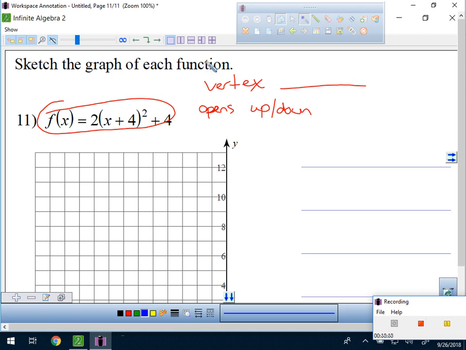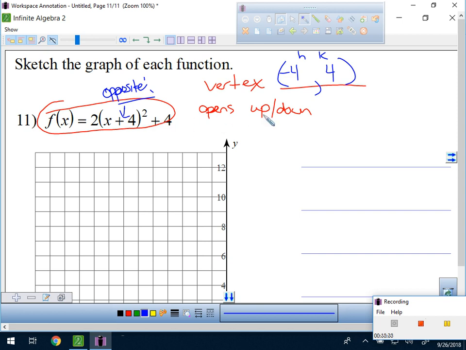So the first thing we're going to do is talk about the vertex. Remember, the vertex is a point. It's technically (h, k). Now, remember, h is inside the parentheses, but you have to take the opposite. So this is going to be negative 4. You do not take the opposite of the number on the outside, so it's going to be negative 4, positive 4. So that's my vertex.